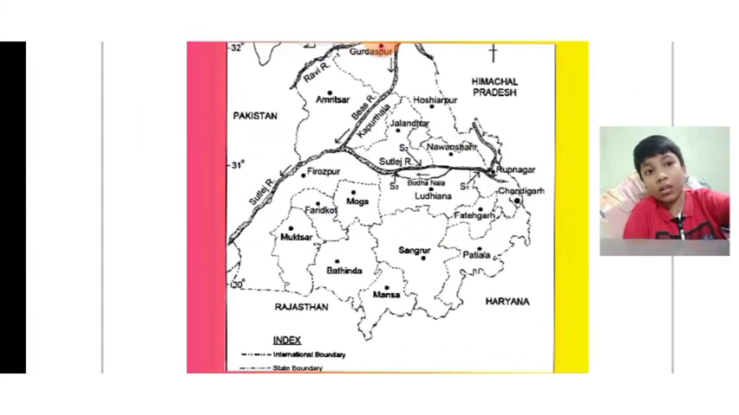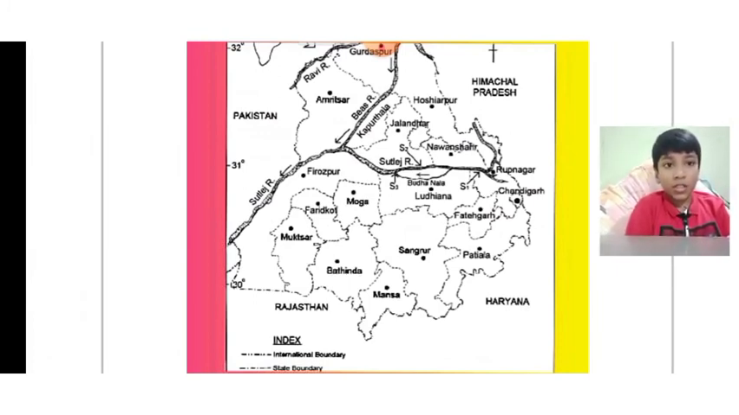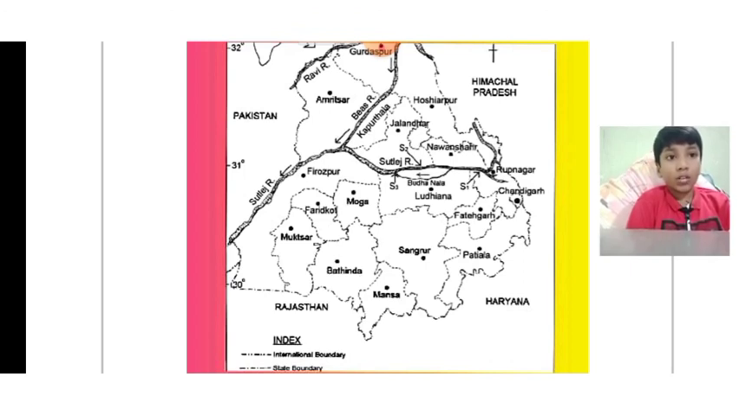And we saw some important cities: Mansa, Bathinda, Muktsar, Faridkot, Moga, Sangrur, Patiala, Fatehgarh, Chandigarh, Rupnagar, Ludhiana, Budhlada, Nawanshahr, Jalandhar, Hoshiarpur, Amritsar, and so on.